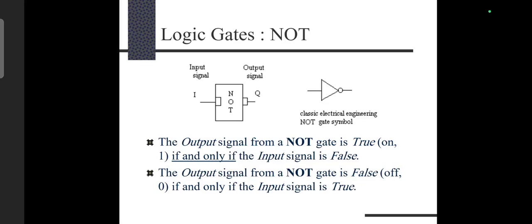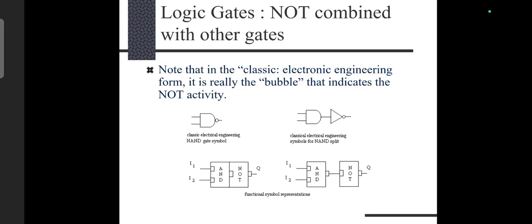The output signal from a NOT gate is true, meaning ON or 1, if and only if the input signal is false. The output signal from a NOT gate is false, meaning off or 0, if and only if the input signal is true. So very simple, the output is just the inversion of the input. Next we will discuss some other gates.